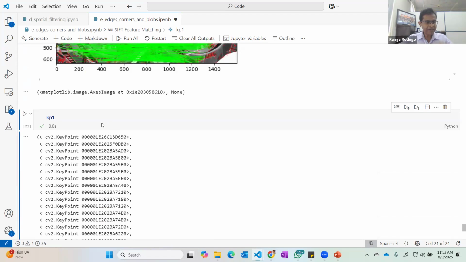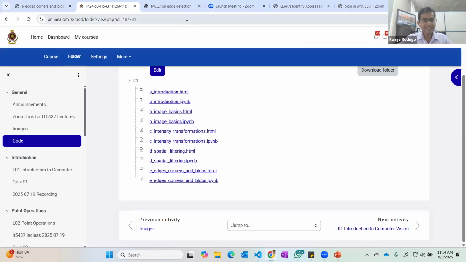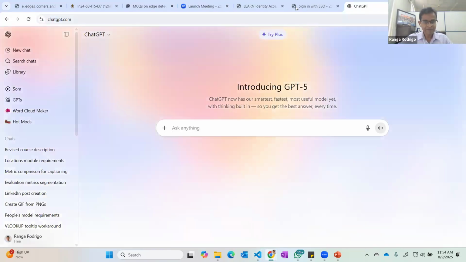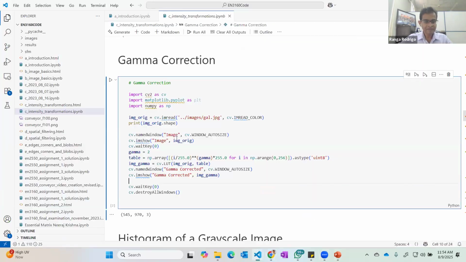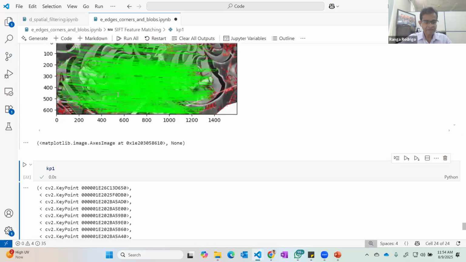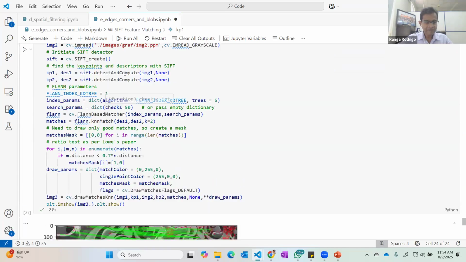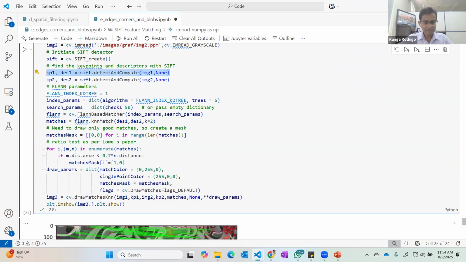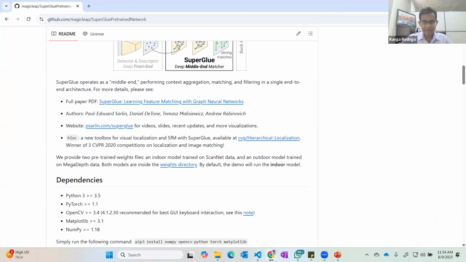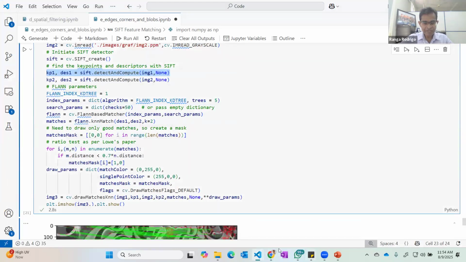So you can see cv2.KeyPoint. Okay, now we need to get that. I don't know how to do that, so I'll ask ChatGPT how to do that. This way, it's good to use ChatGPT because you know exactly what you want to do and you just need some help.